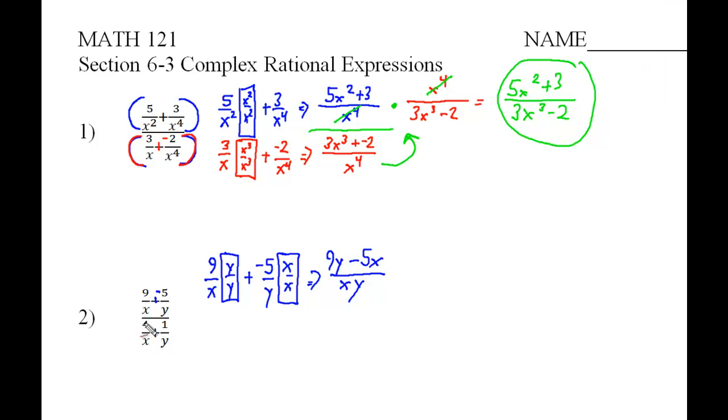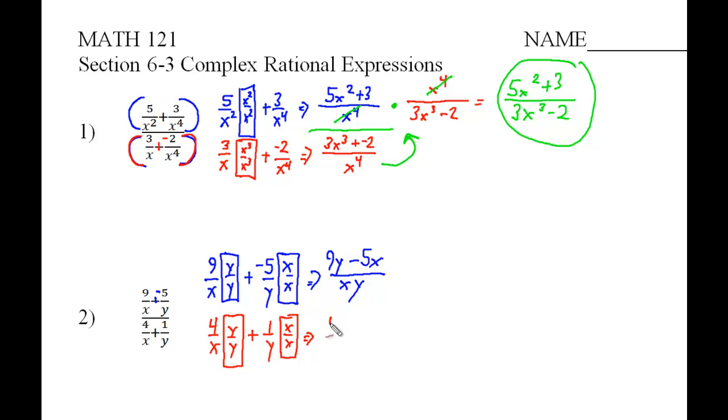All right, and we'll do the same thing. This is a 4 over x, so what I'm going to do is take my 4 over x and multiply by y, so y over y. This is going to give me my common denominator of xy for this part. And this is going to be 1 over y. Multiply this by x over x.